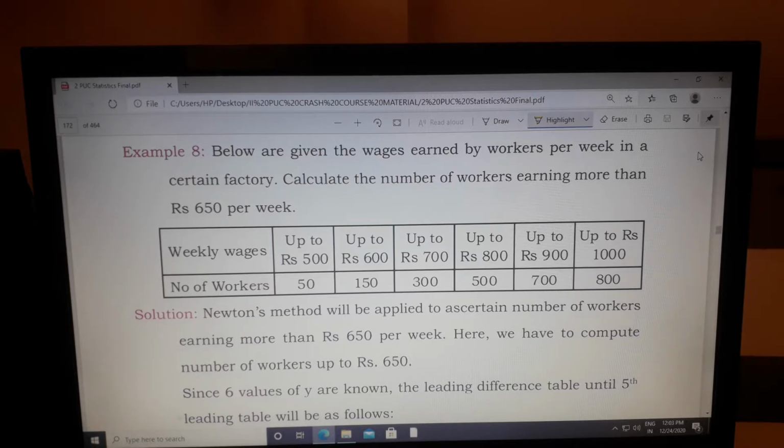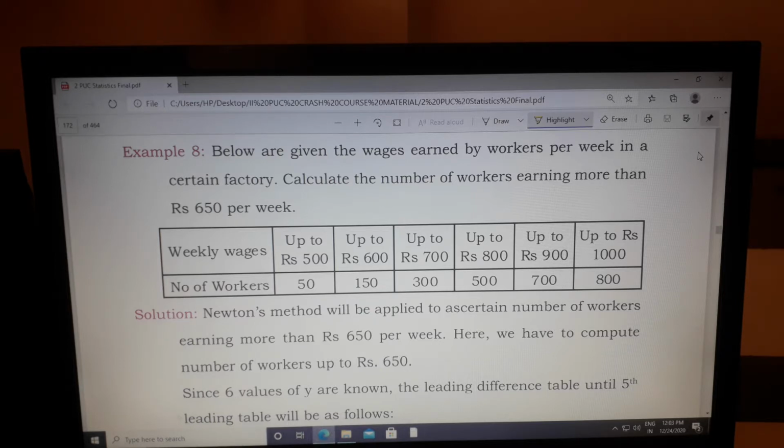Weekly wages up to rupees 500, up to rupees 600, up to 700, up to 800, up to 900, up to rupees 1000. So what do you mean by up to? Less than. Remember, so less than 500, less than 600, less than 700, less than 800, less than 900 and less than 1000. If you observe, it is asked to calculate the number of workers earning more than rupees 650 per week.